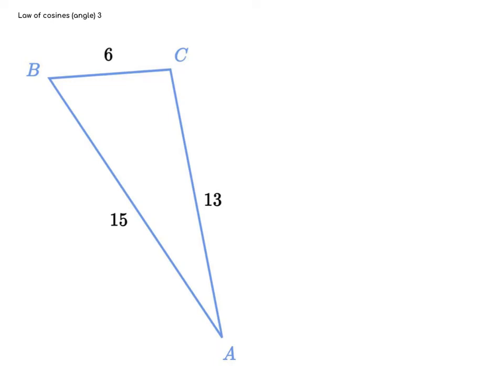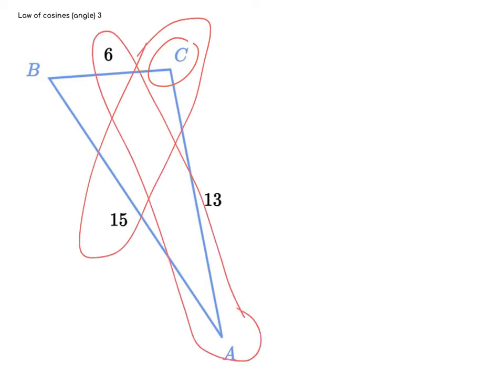Here we are using the law of cosines to solve for an angle. In this case, we're solving for angle C. Just to make sure that we can't use law of sines here: I don't have any opposite angle and side pairs that I can use, so therefore I have to use law of cosines.